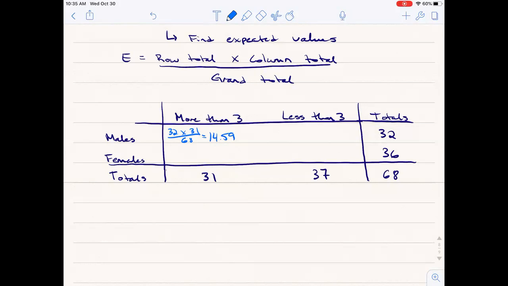For the males less than 3, I've got 32 times 37 over 68. 32 times 37 over 68 is 17.41.